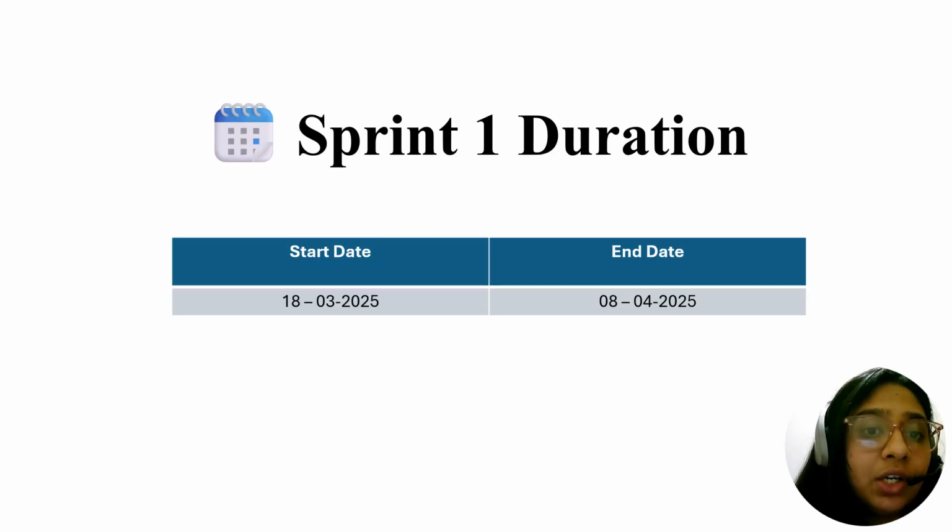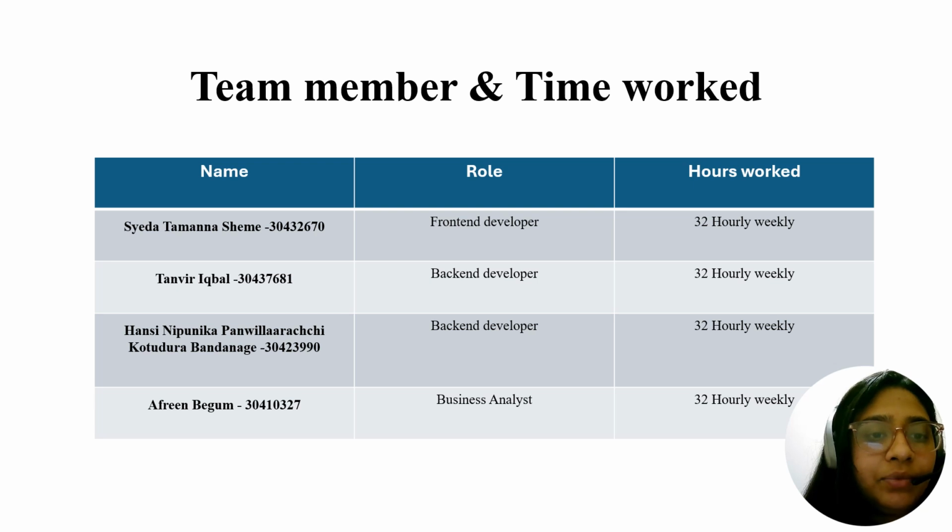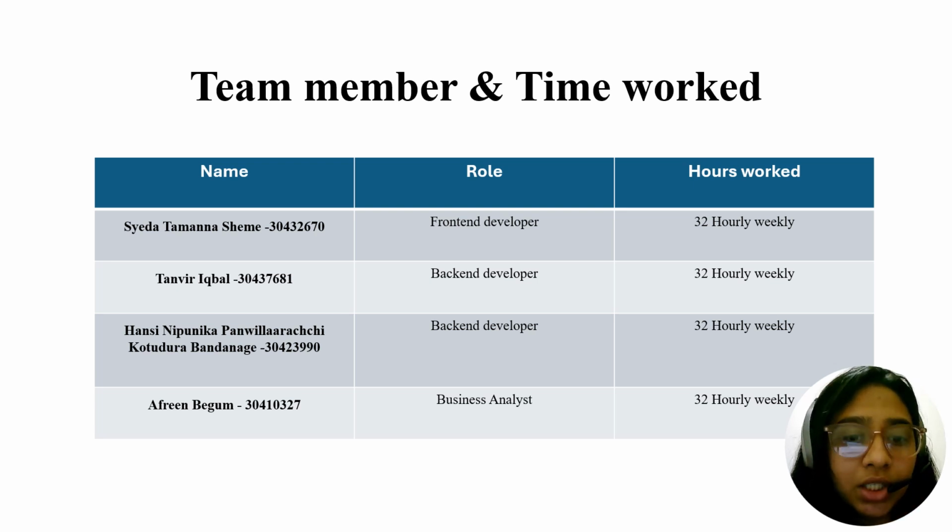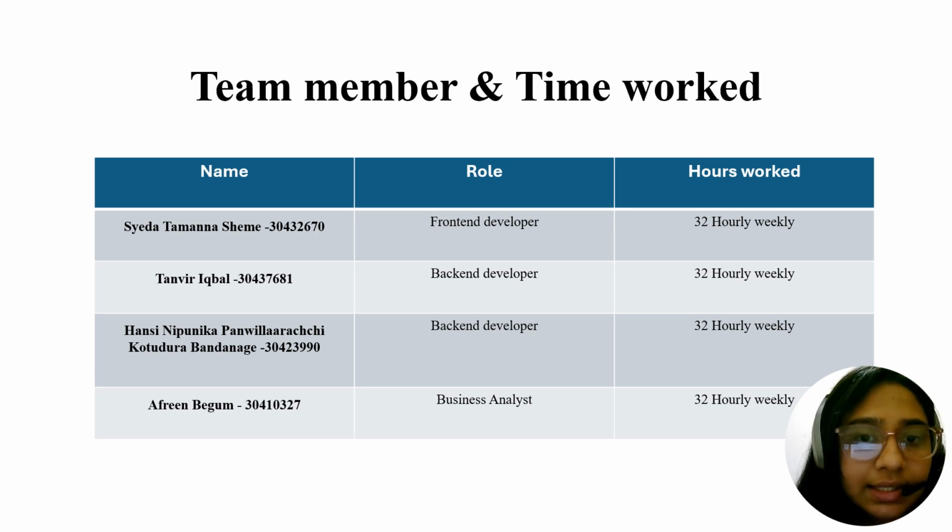This is our Sprint 1 retrospective. Sprint 1 started on the 18th of March 2025 and ended on the 8th of April 2025. This is our team. We consist of two backend developers, one front-end developer, and one business analyst. My main role is working as a backend developer. I'm partially working as a business analyst as well as an automation tester.